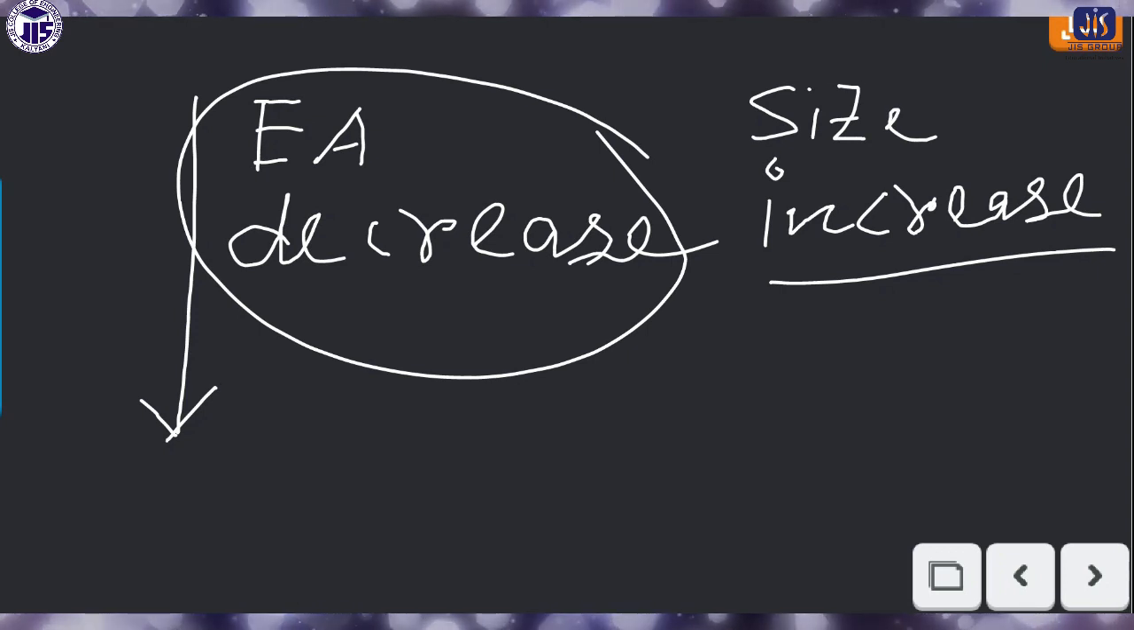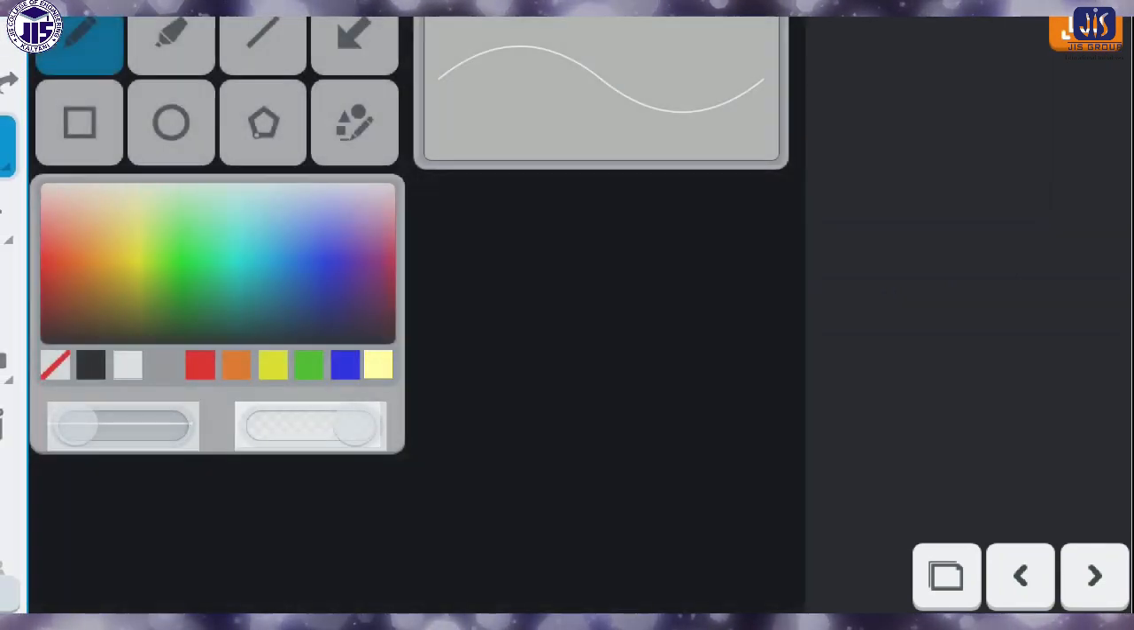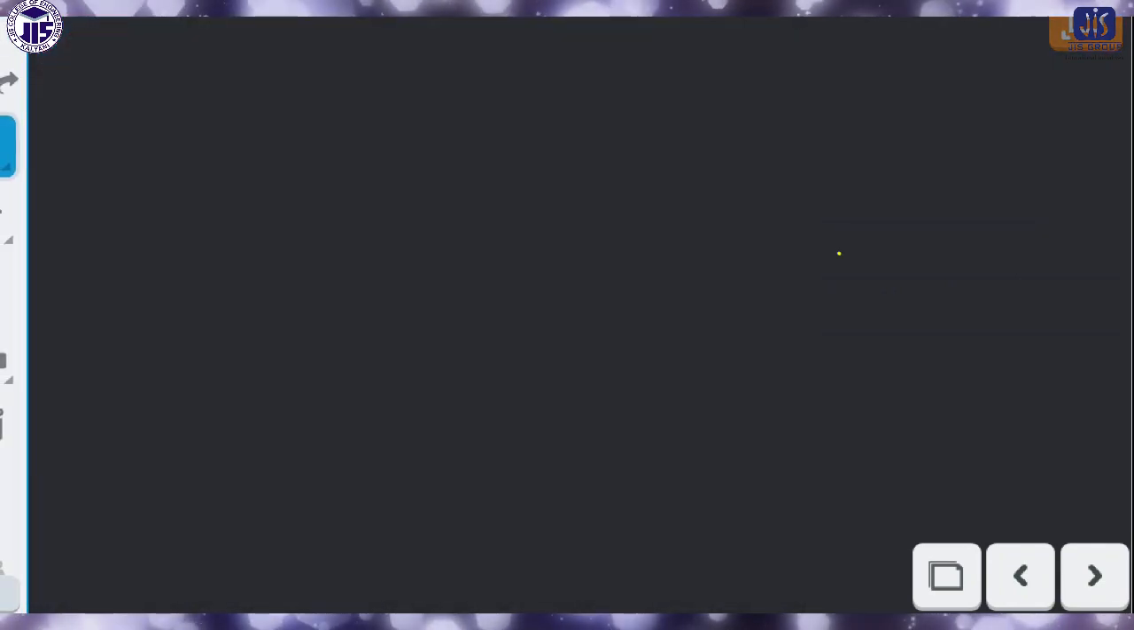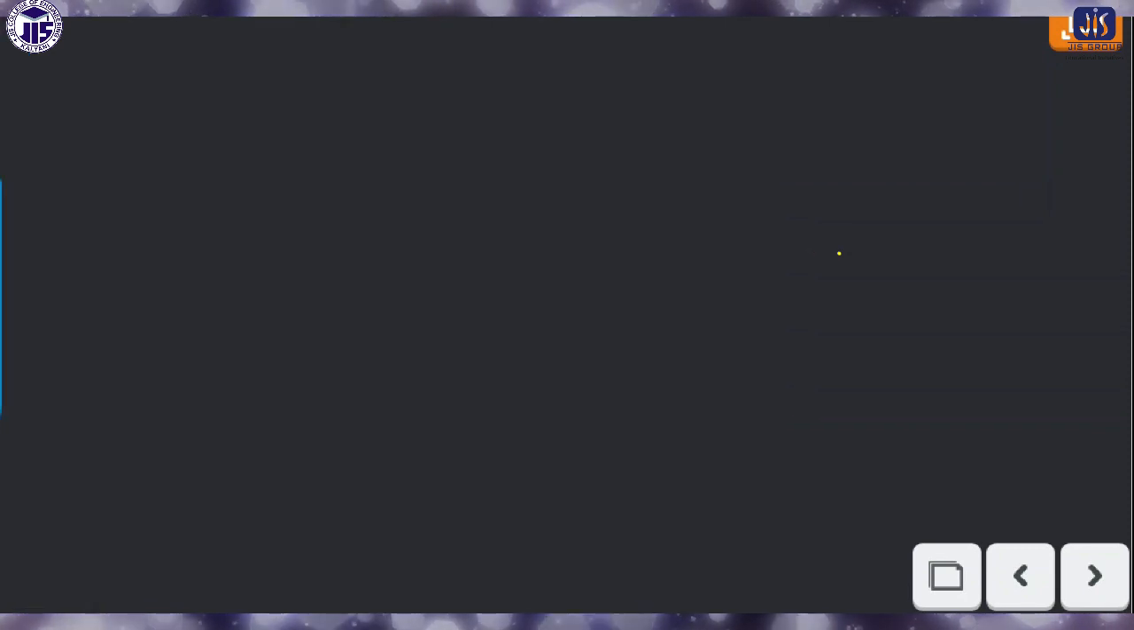Now the second factor. Come to the second factor. What is the second factor? The second factor is that electron affinity value depends on which subshell the electron enters.